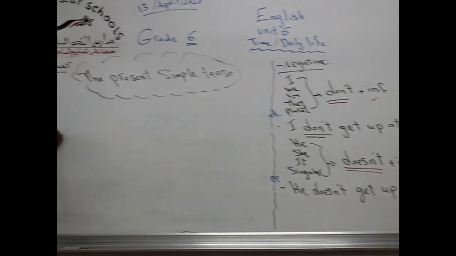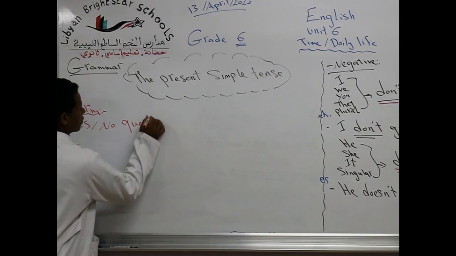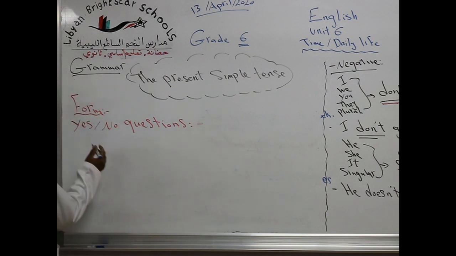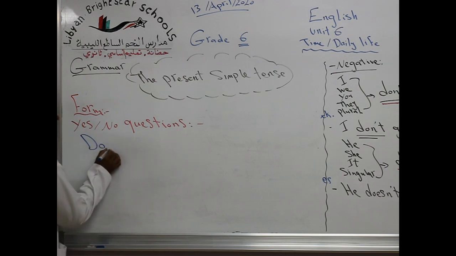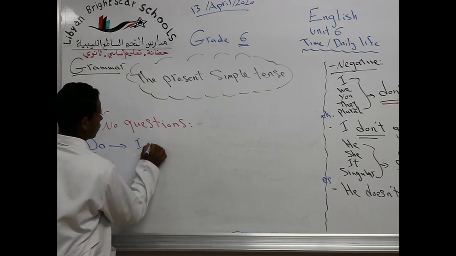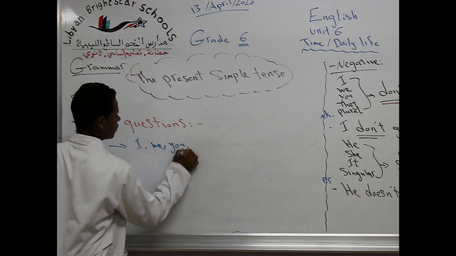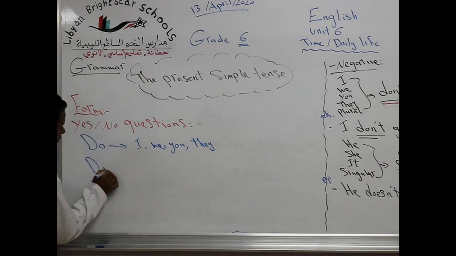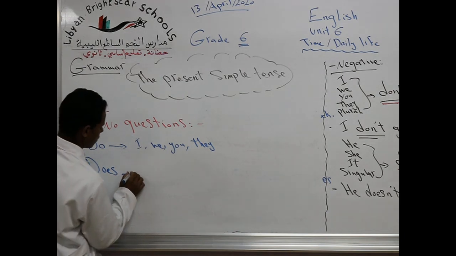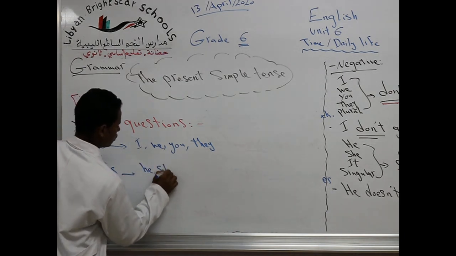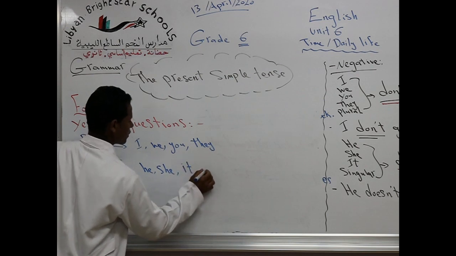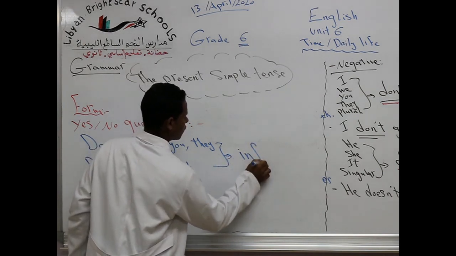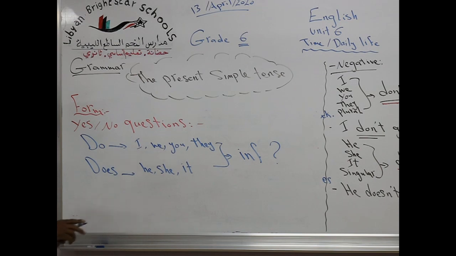Yes, no questions. The form of yes, no question: do with I, we, you, they, or any plural; does with he, she, it, or any singular, followed by the infinitive of the verb and a question mark.